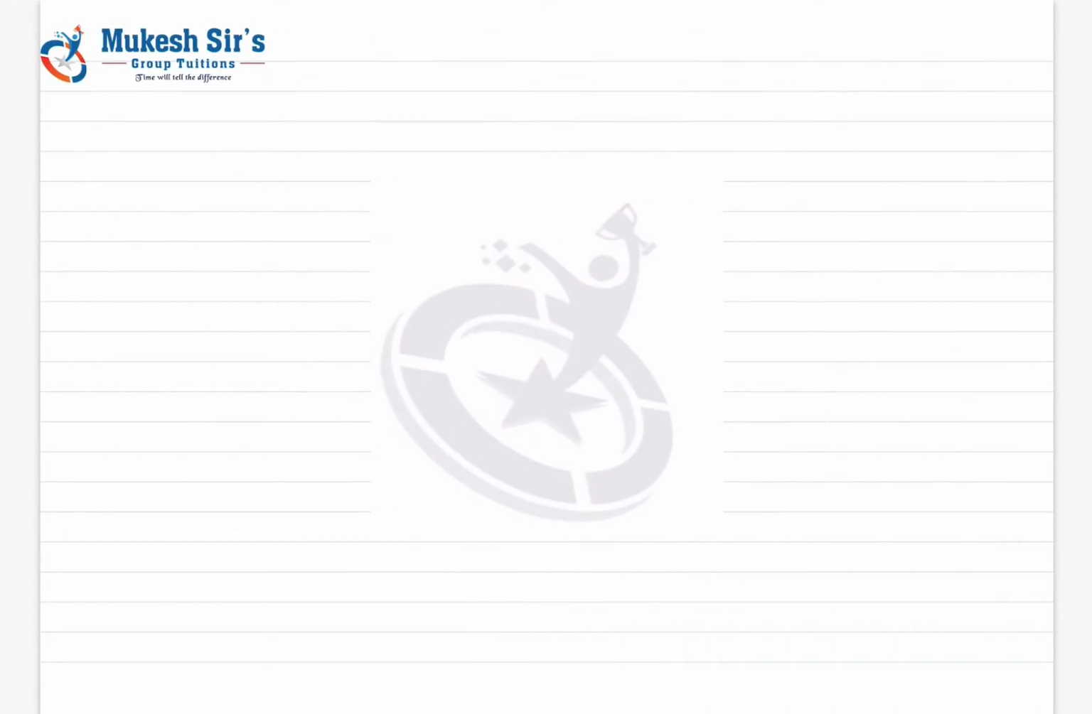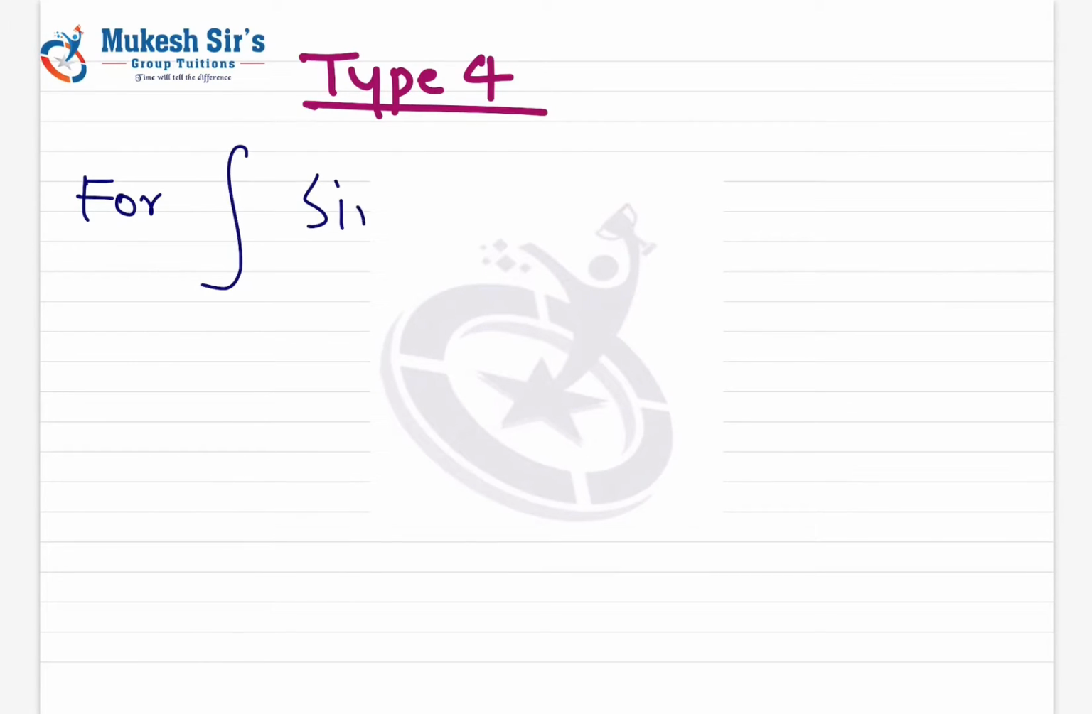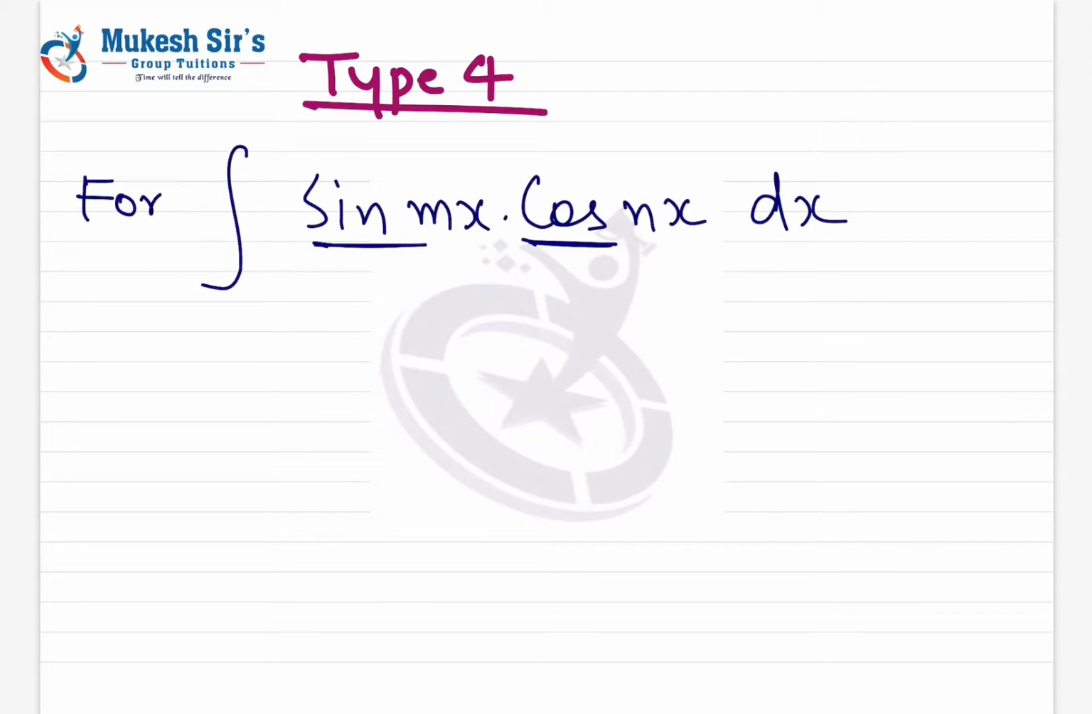Then type 4. Basic type 4. Now type 4 is if you have integration of sin mx into cos nx dx. So you have product of two ratios. It can be sin into sin, cos into cos, cos into sin, or sin into cos. So you have product of 2 or 3 ratios.